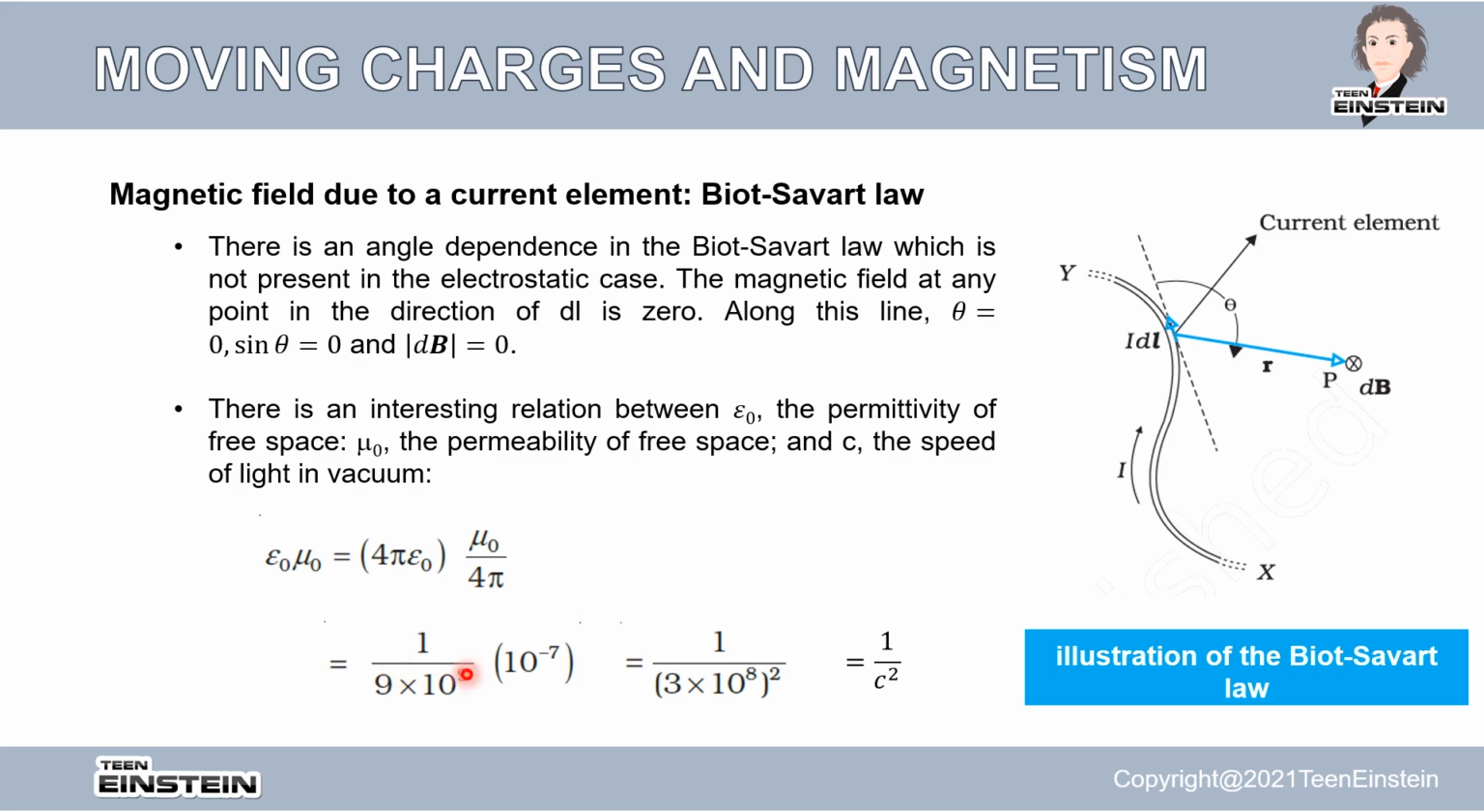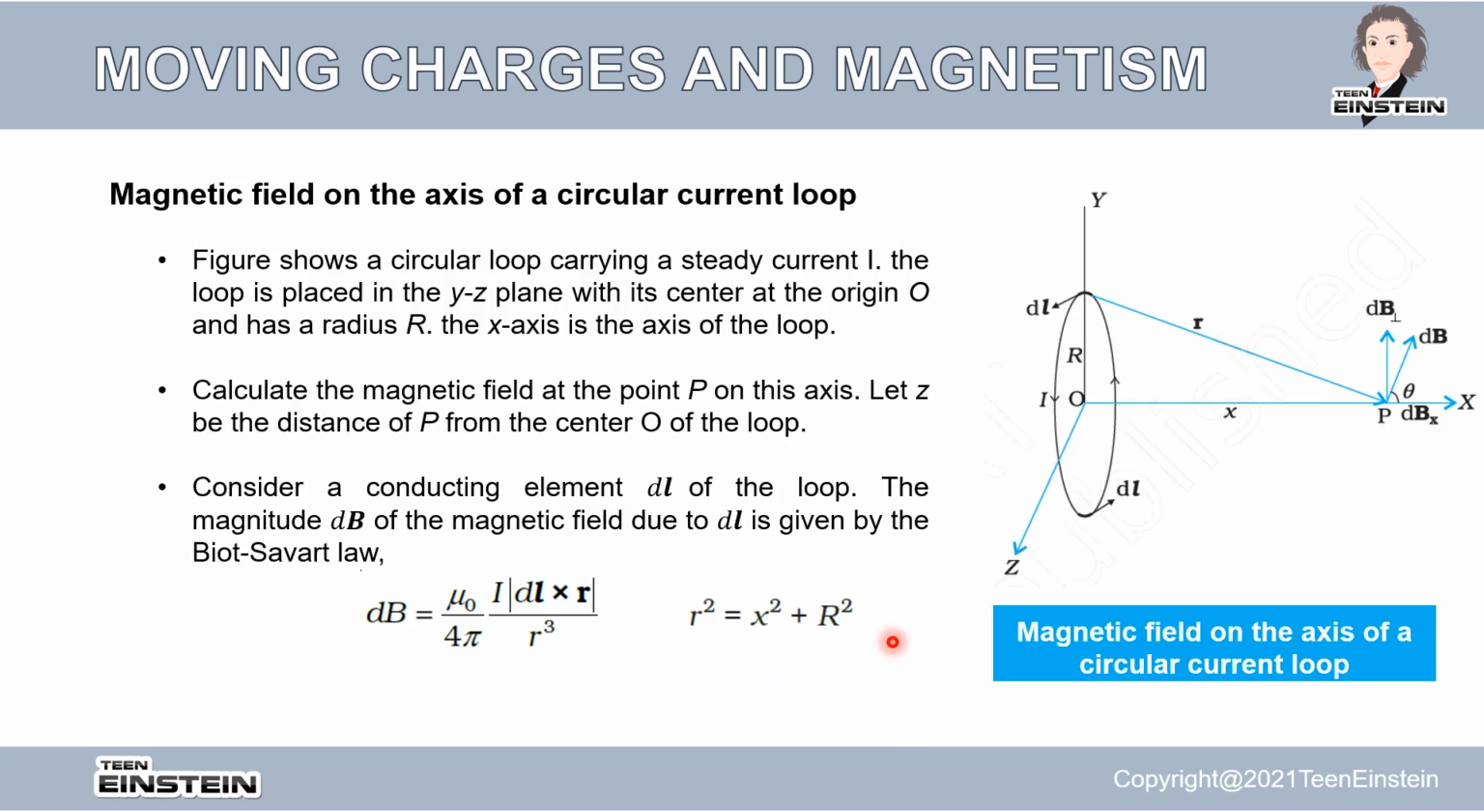So you have 1 by 9 multiplied by 10 power 9, and mu 0 by 4 pi is given by 10 power minus 7. If you simplify this, it gives rise to 1 by 3 multiplied by 10 power 8 the whole square, which is nothing but 1 by c square. So the product of epsilon 0 and mu 0 gives 1 by c square, where c is the speed of light in vacuum. Okay, so now we are going to talk about the magnetic field on the axis of a circular current loop.